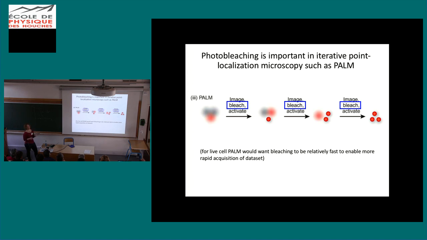So photobleaching isn't always bad because when you do PALM, you have to have your fluorophore bleach before you can do the next round of successive activations. So if you were doing live cell PALM, then you want your bleaching to be relatively fast. You want to collect as many photons as you can, but then you want it to be relatively fast so you can collect rapid acquisition. But generally, photobleaching is a problem that we need to fix.